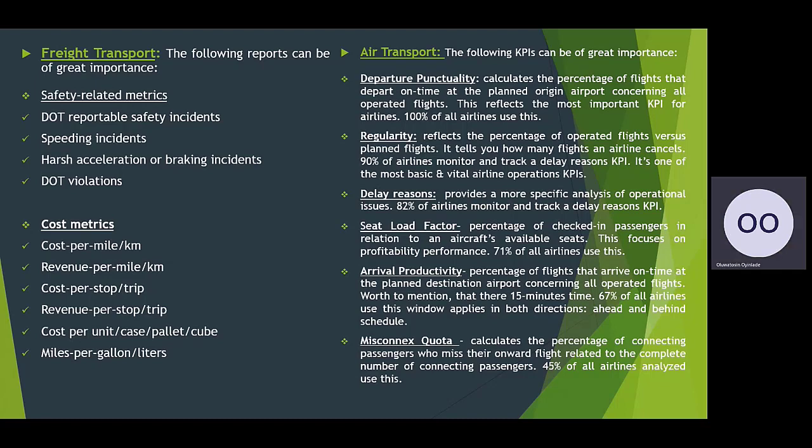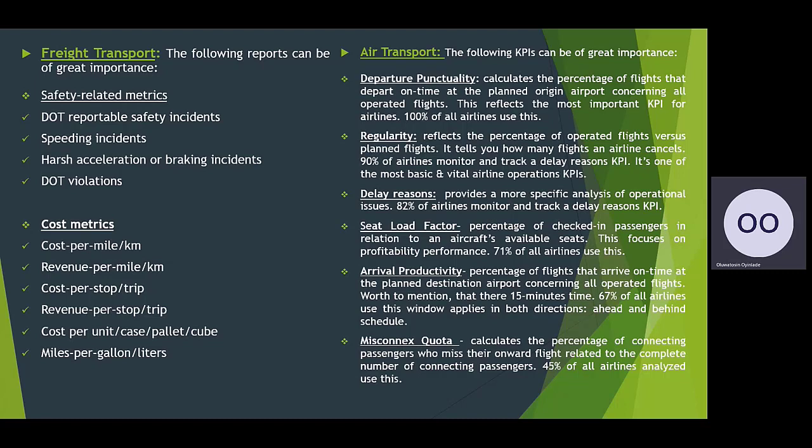On-time departure punctuality. Oh, okay, our flight is supposed to take off at 6:45. How many of these flights actually take off at 6:45? Though in most cases, there's always a margin of plus or minus 15 minutes, depending on the airline or the location. So if you are still within plus or minus 15 minutes, it is still assumed that such a flight is on time. I say this reflects the most important KPI for all airlines. 100% of all airlines use this.